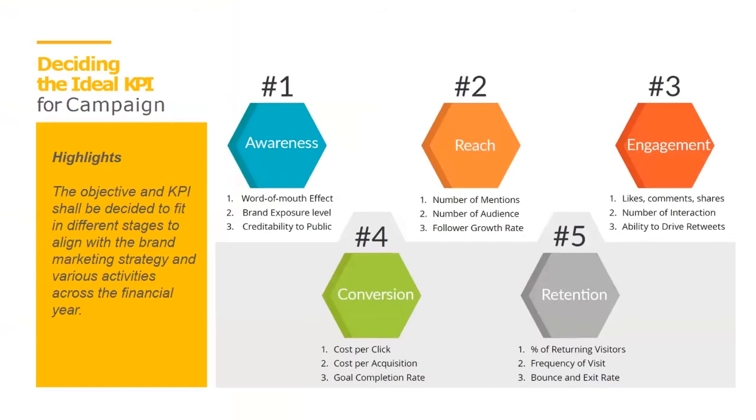And the other thing is how they can decide the index KPI for the campaign. The objective and the KPI shall be decided to fit different stages, to align with brand marketing strategy and various activities across the financial years. For example, how they can raise the awareness of the customer from the word of mouth effect for the brand exposure or credibility to the public. That means how your customer shares their opinions on the website. And the second thing is how many mentions and audience reach your post.